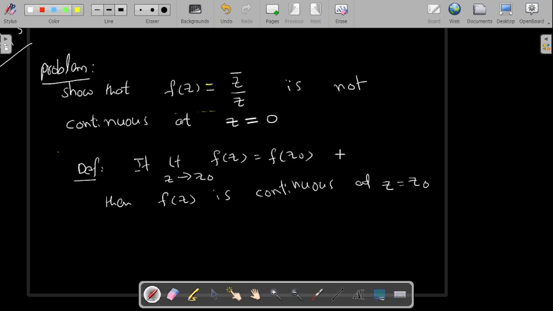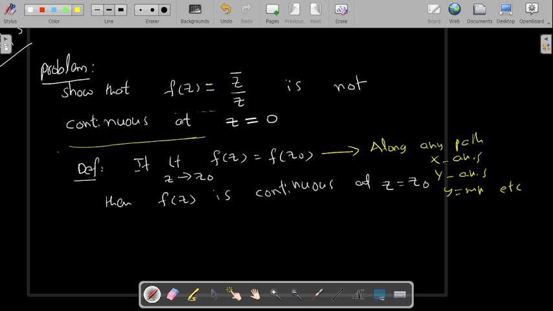Here note one thing, this definition should be satisfied along any path. Along any path means along x-axis, along y-axis, along straight line, etc. Generally we will check this along x-axis, y-axis, and straight line. So now we will proceed for the solution.